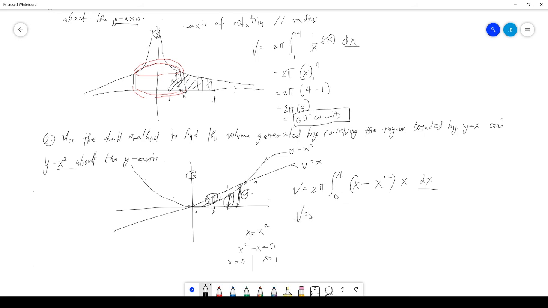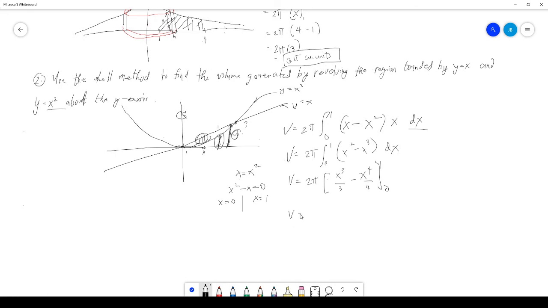So that's volume is equal to 2 pi, then from 0 to 1, this is x squared minus x cubed dx. Okay, we are now going to integrate both. So that's 2 pi times x cubed over 3 minus x to the 4 over 4, from 0 to 1.